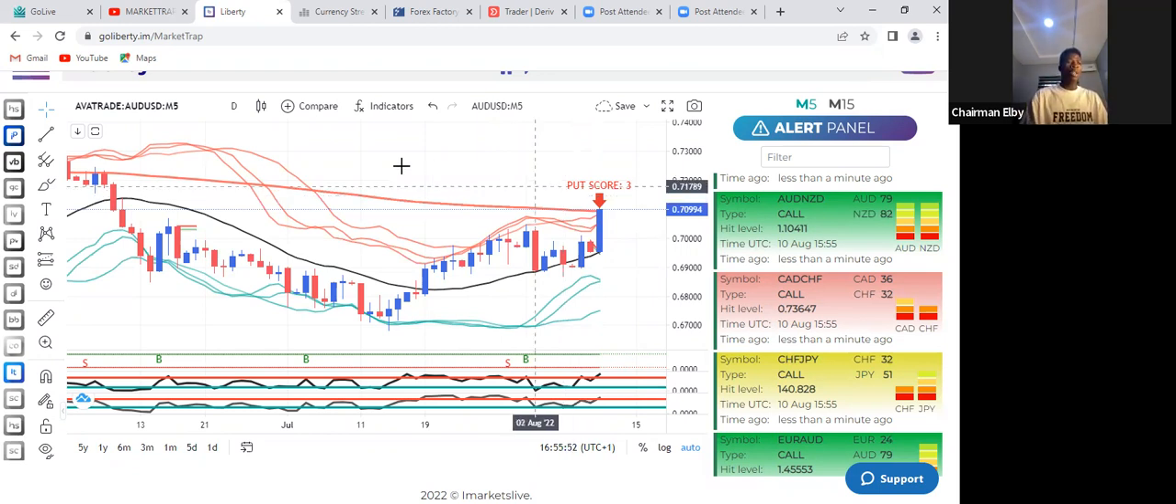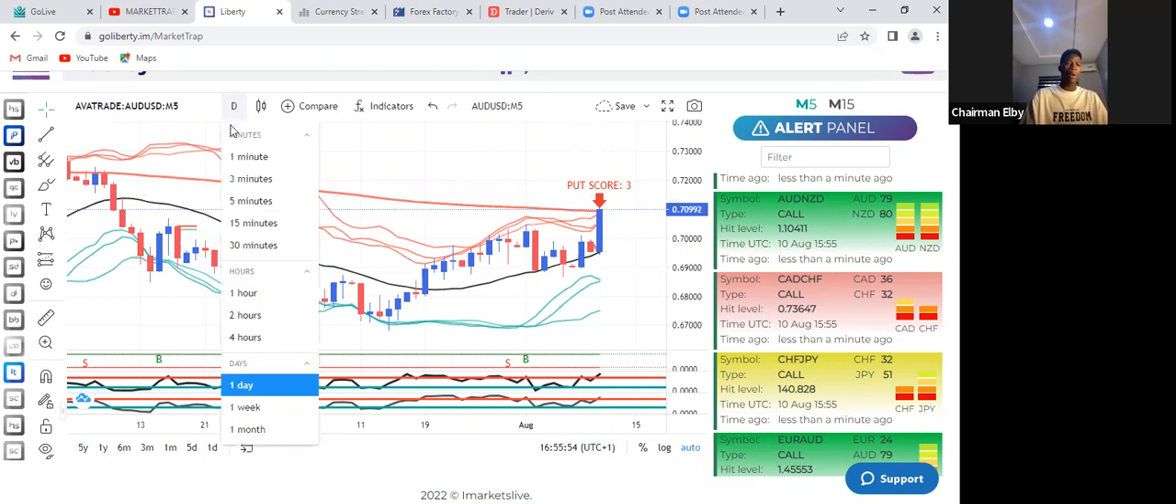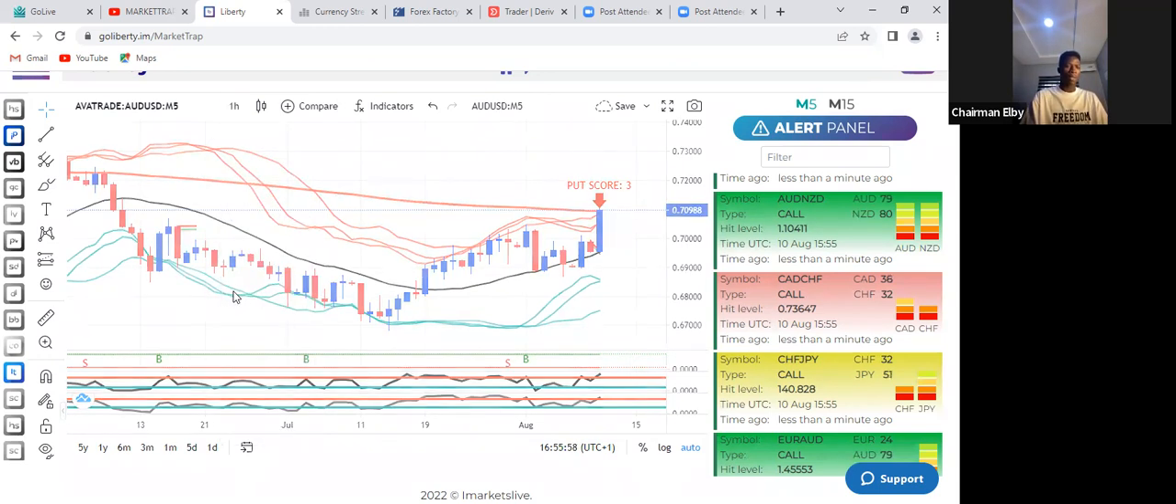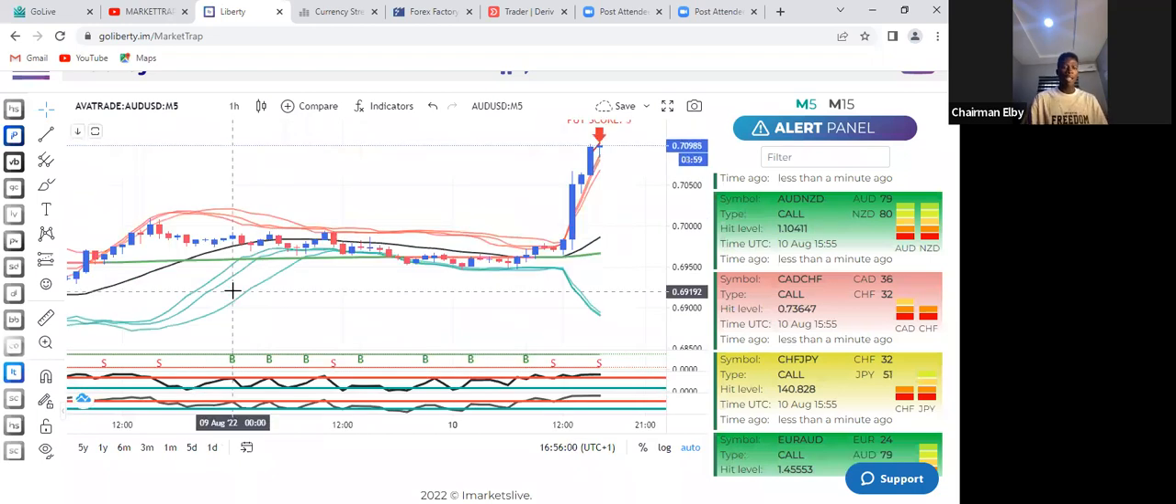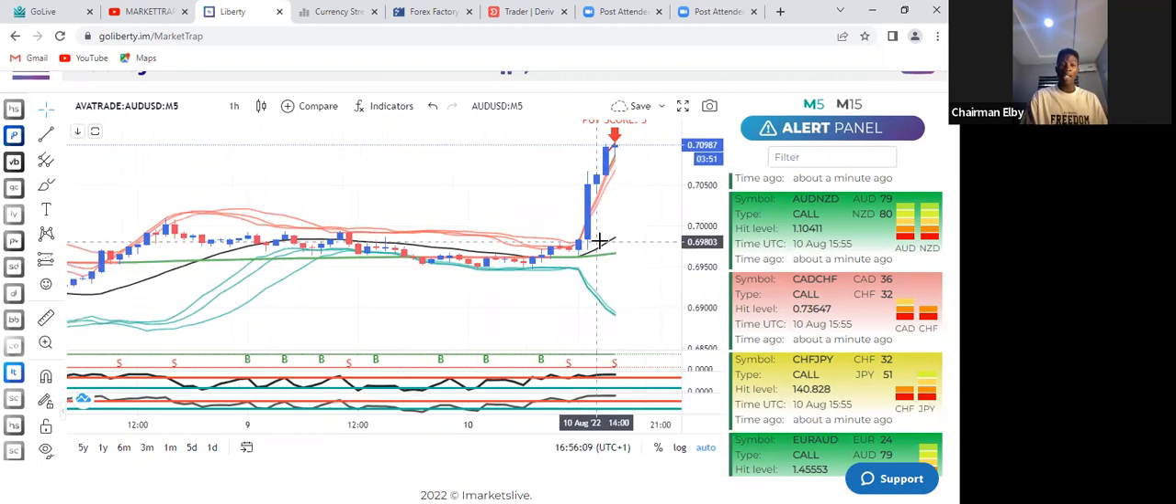So let's go to 1 hour and see what we have there. On 1 hour we have the black EMA below price, which means price is above it.